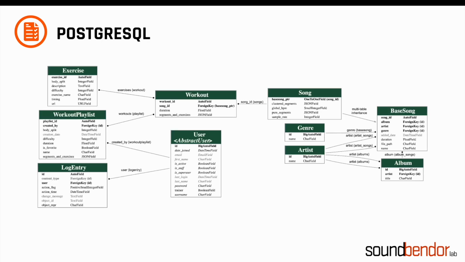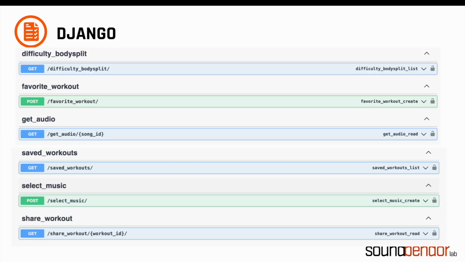For a database, we decided to use Postgres because of the relationships between our data. For example, a workout is going to be made up of an exercise and a song, and a workout playlist is made up of a playlist of workouts. These relationships are consistent throughout our data and help us assemble it and present it to our users in a digestible form.